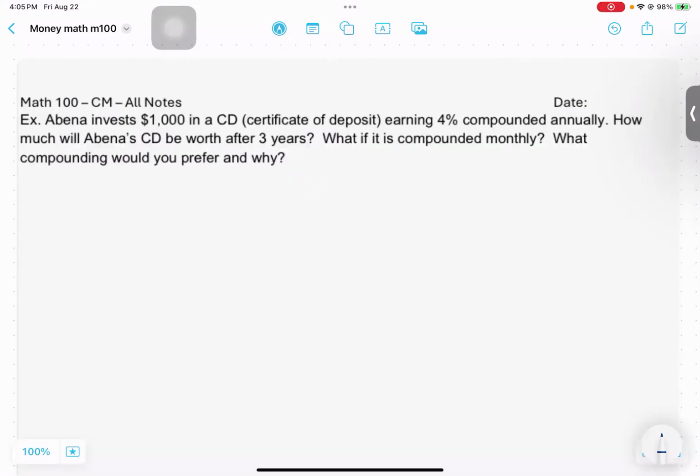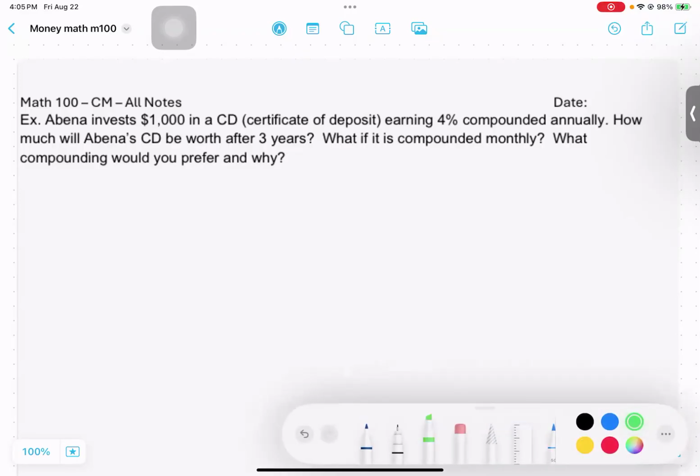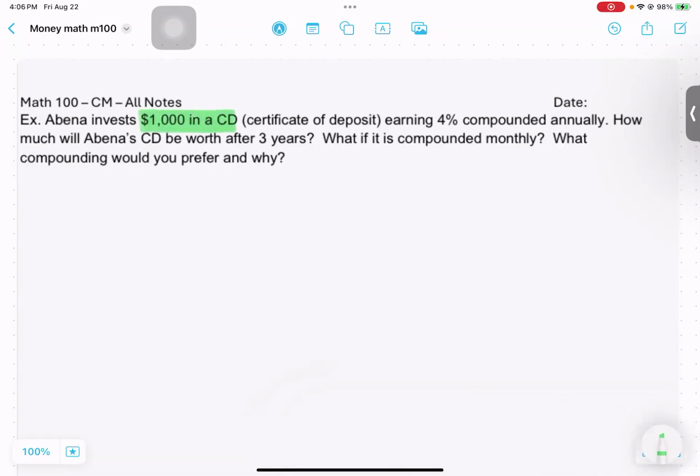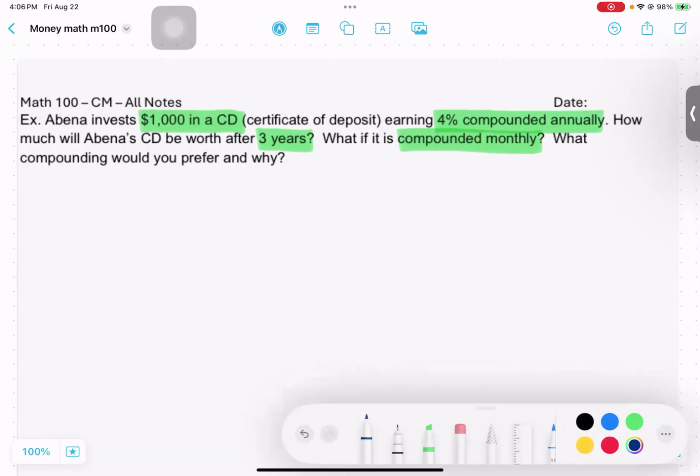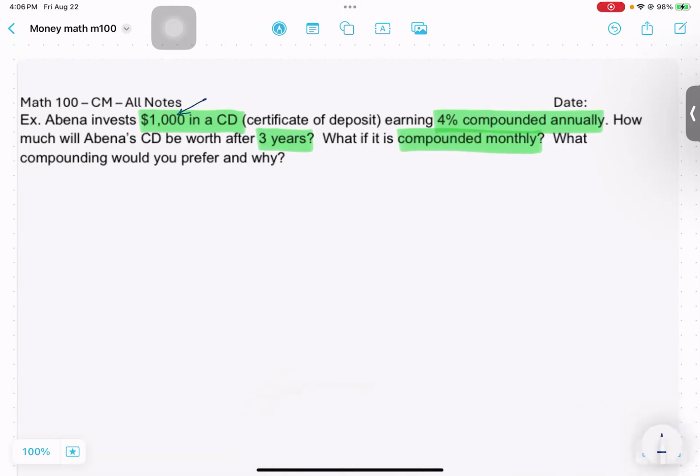So now let's check out what's going to happen when Abina invests. Abina invests $1,000 in a CD, earning 4% compounding annually. How much will Abina's CD be worth in 3 years? What if we compound monthly? Which one would we prefer and why? Okay, I'm going to change this up. I want to make this a little more interesting. Instead of just $1,000, let's invest $200,000. I want to really see some differences here.